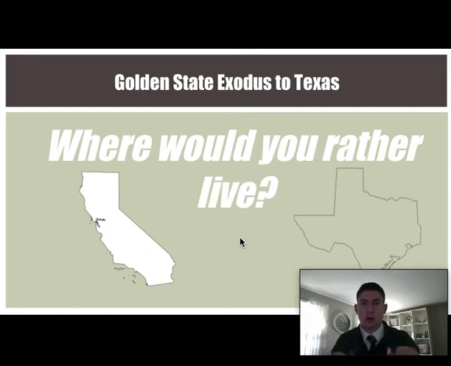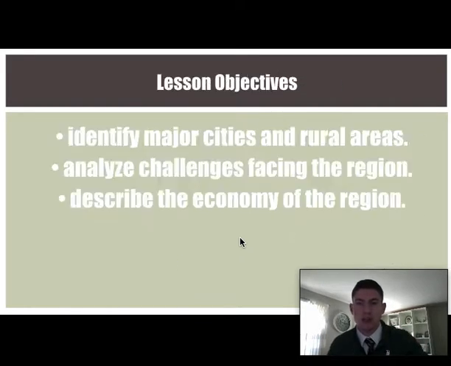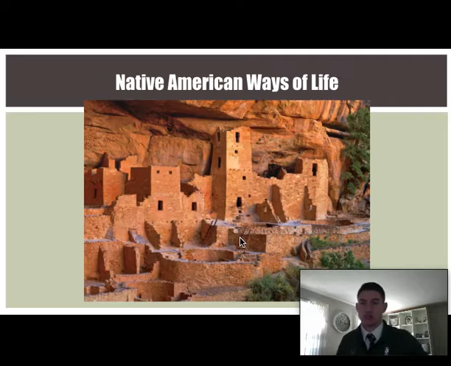But how do we get to where we are today? Let's take a look back at the history of this portion. Our objectives for today's lesson are to identify major cities and rural areas, analyze the challenges facing the region, and describe the economy of the region as it develops throughout this history.